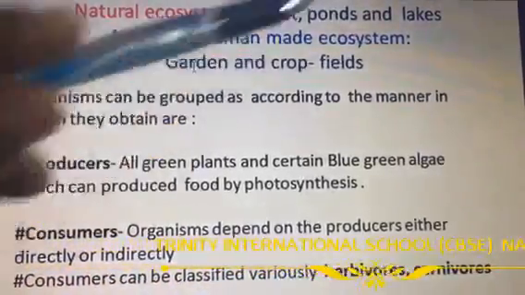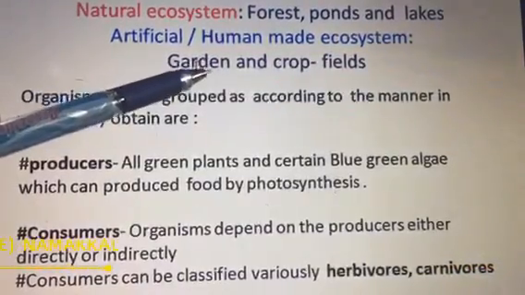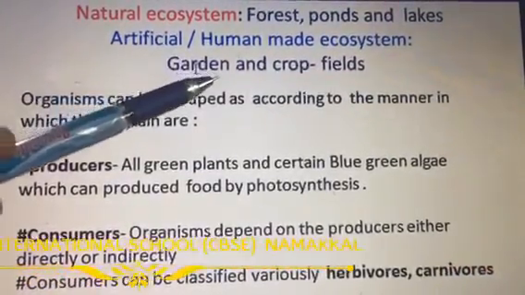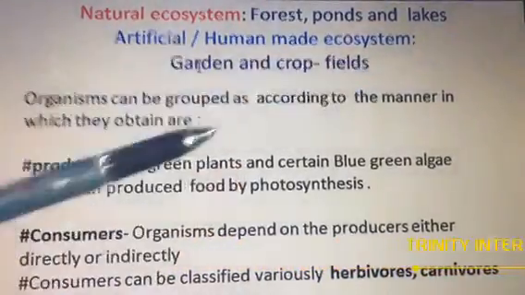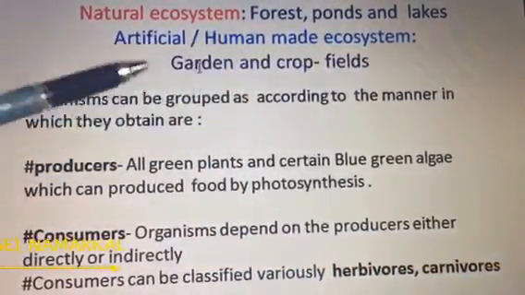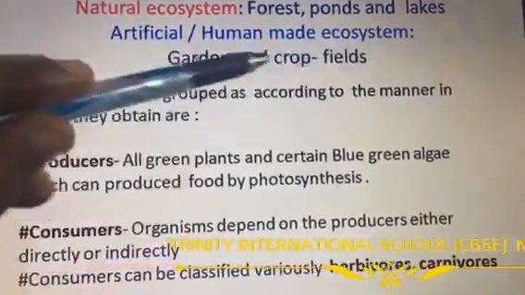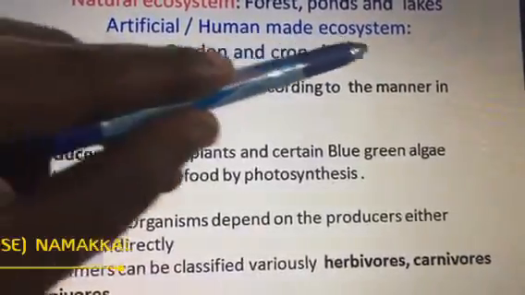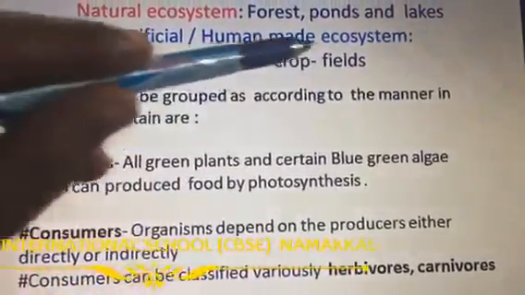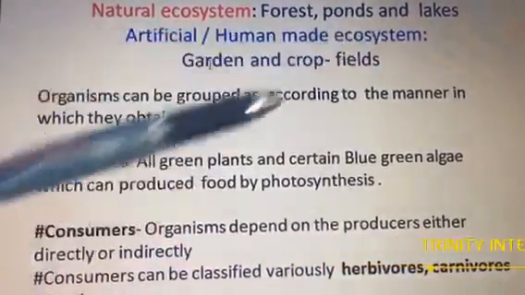Artificial or human-made ecosystems are made by human beings. Examples: garden and crop field. Botanical gardens, as you know, are made by human beings. And crop fields, maize, paddy fields, as you know, are made by human beings, not naturally. So these come under human-made ecosystems.